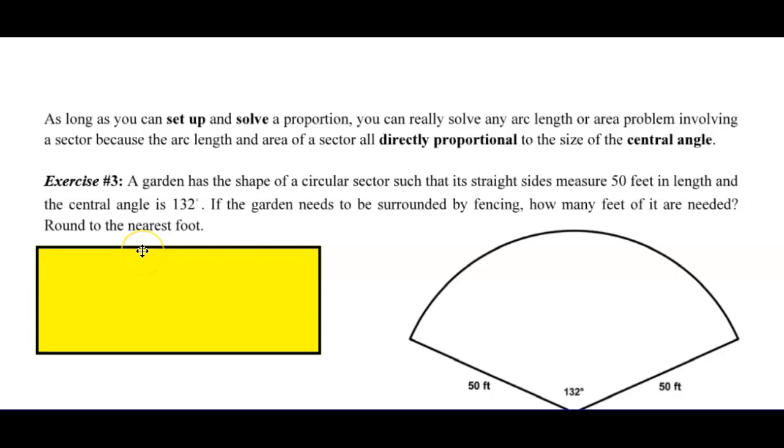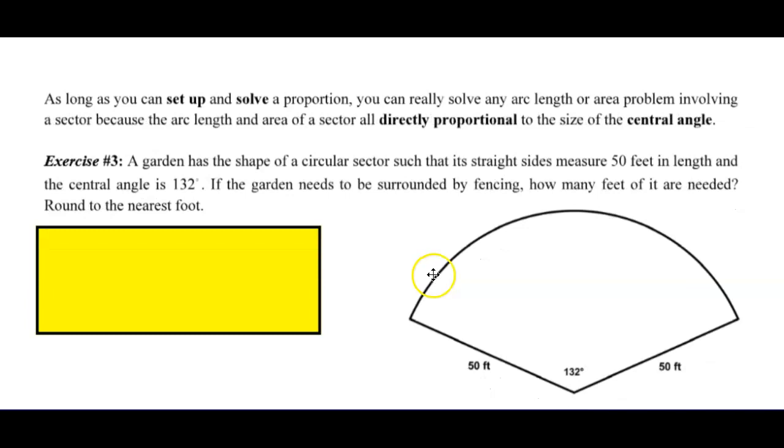Exercise 3. As long as you can use a proportion, you can really do anything with arc lengths, and know that it's going to be directly proportional to the central angle. In this text, and you'll again be asked to draw these yourself sometimes, the garden is in the shape of a sector such that its straight sides are 50, so that's the two radii, and the central angle is 132. If we want to surround it by fencing, how many feet are needed? Well, we know we need 100 feet for the two straight segments. All we need is the arc length, and then we'll have it.